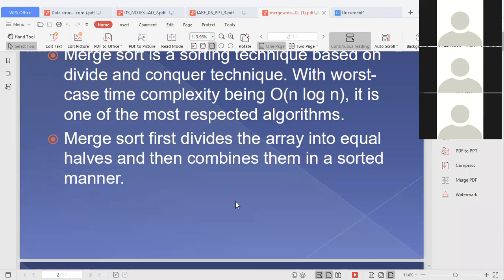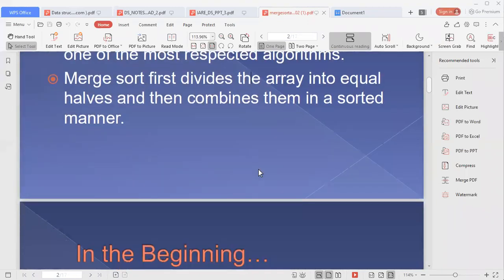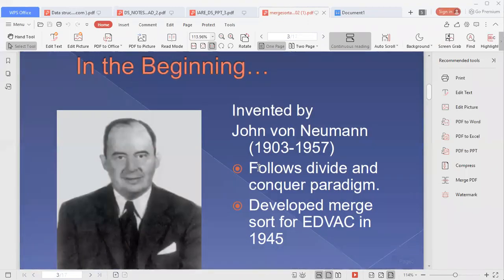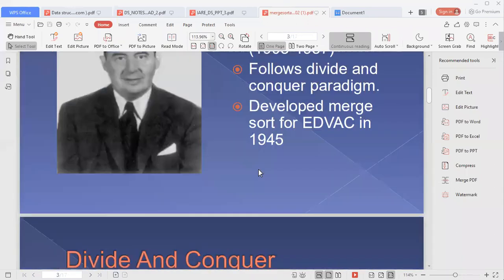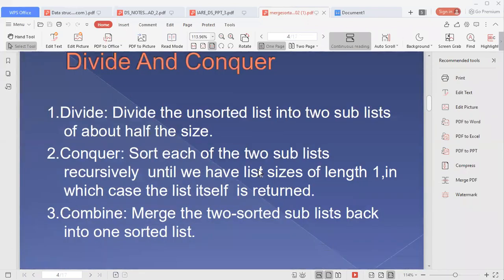Okay, number 81, who is 81? Did you understand? Yes, sir. What we do in merge sort is first divide the array into two equal halves and then combine them in a sorted manner. Who invented it? Mr. John von Neumann invented this. That may not be required for us. So this is the main concept.